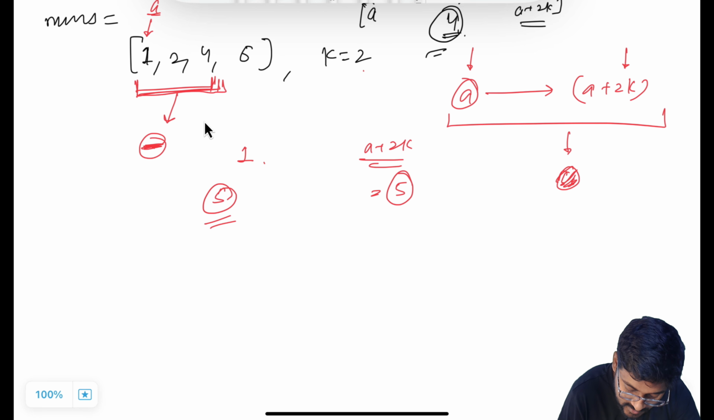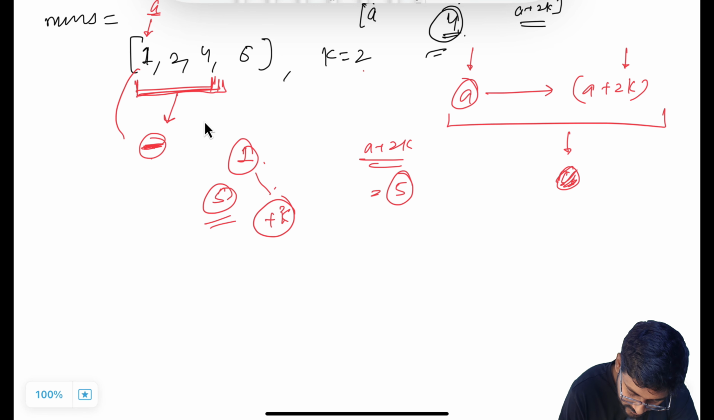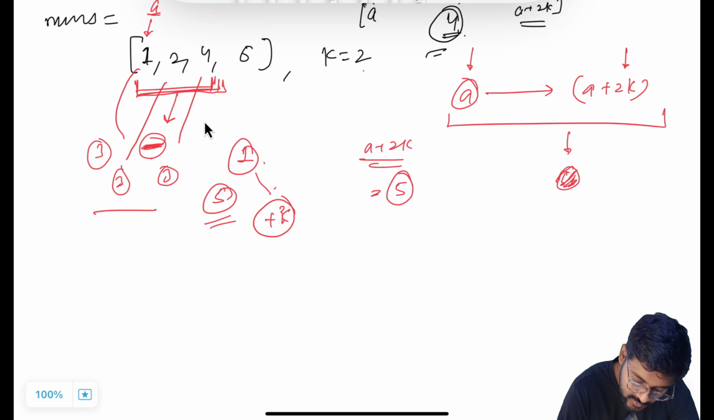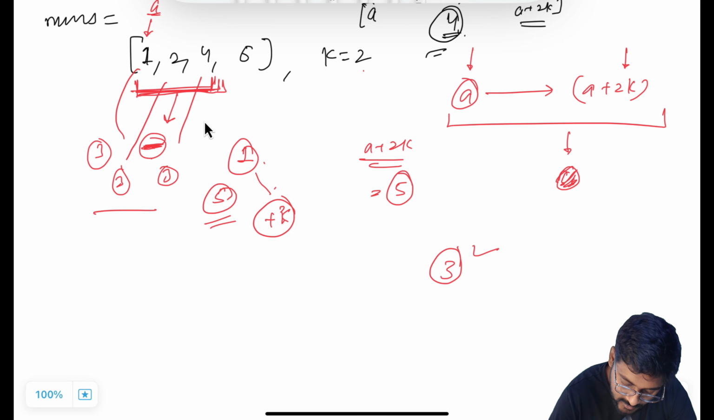So here in this case, I can convert 1 to some value, 2 to some value, 4 to some value. And what should be that value? A plus k. And that is 3. I can convert 1 to 3, 2 to 3, and 4 to 3. So the answer is the length of this subsequence, which is 3. This is what I was trying to say.